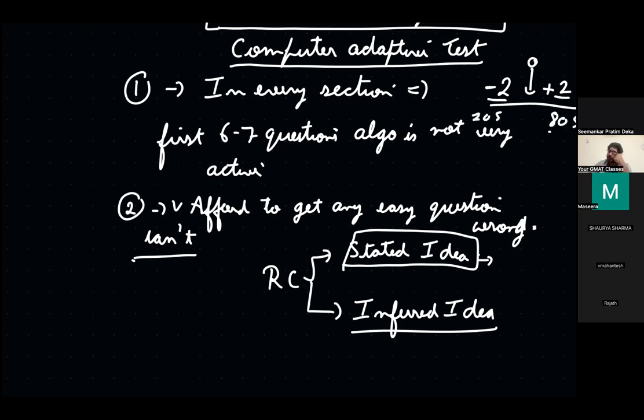So then they have -2, -1.9, -1.8, -1.7, -1.6, and so on. I'm writing everything on the board. So obviously a stated idea question will be rated at a -1, and this will be rated at like plus 0.8. So getting this wrong will penalize you more than getting this right.